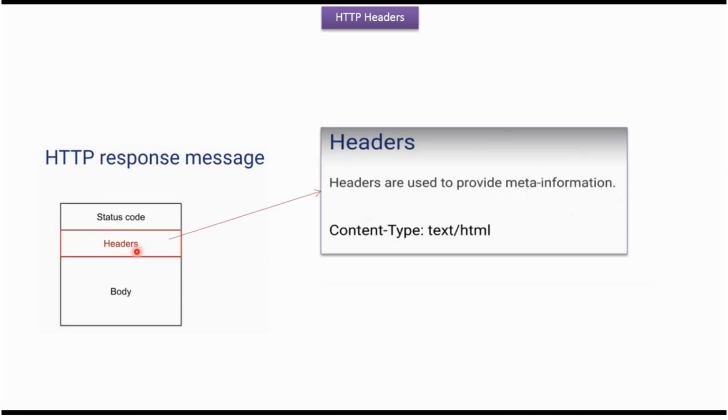Here we will see an example of a header related to an HTTP response message. Here you can see the example of the response header Content-Type: text/html, which indicates the server is sending an HTML response to the client. Suppose the server is sending a JSON response to the client, then the content type will be JSON. And if the server is sending an XML response to the client, then the content type will be XML.